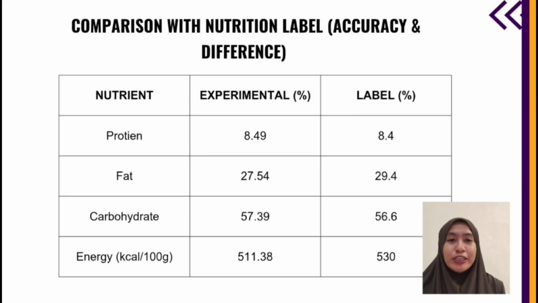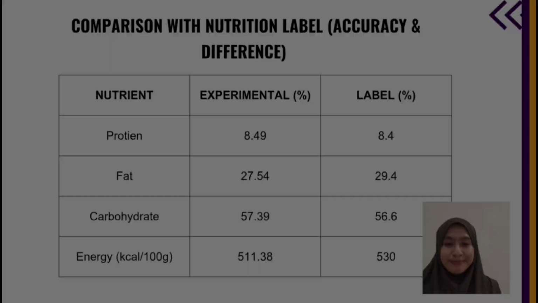Next, this slide shows a comparison between our experimental result and the value on the food label. The differences are small. For example, our protein is 8.49%, close to the label, which is 8.4%. Fat shows a small difference, 27.50% in our test and 29.4% on the label. Carbohydrate and energy value also show only a slight difference. This means our analysis is accurate and reliable.